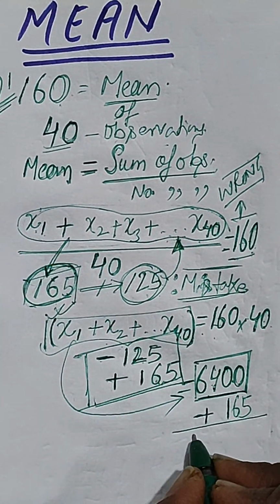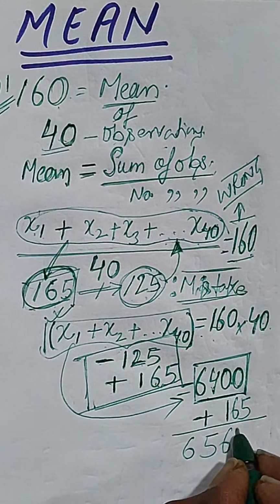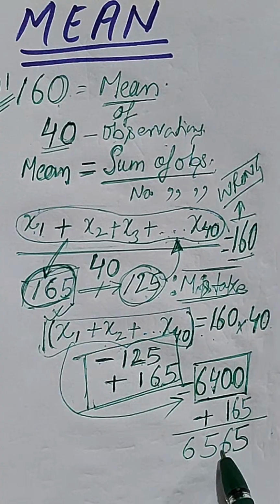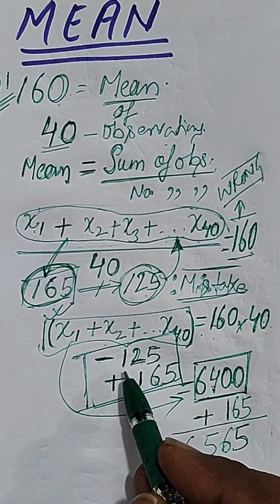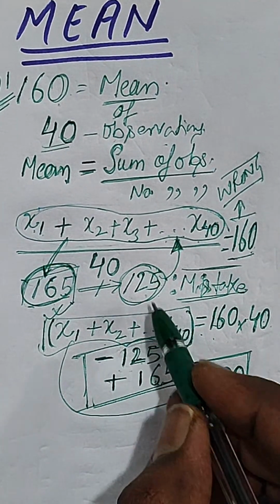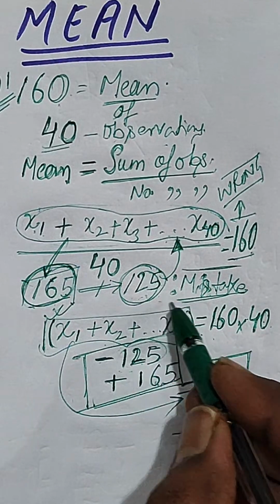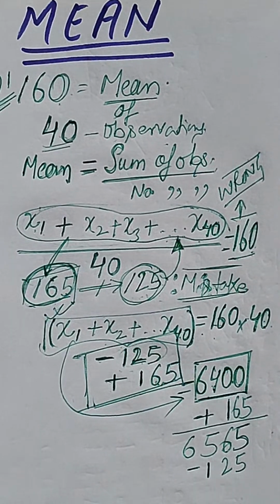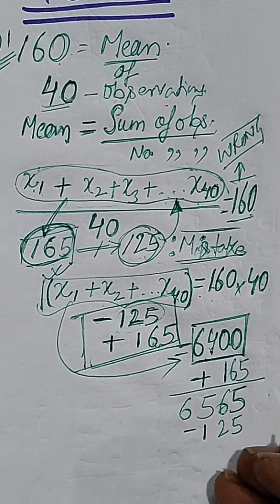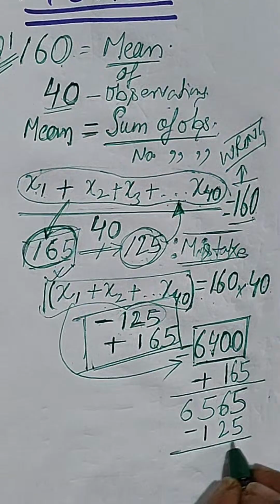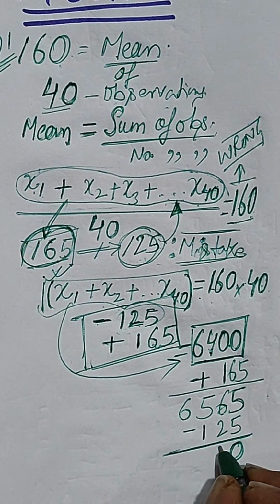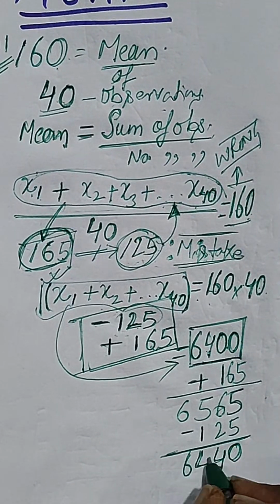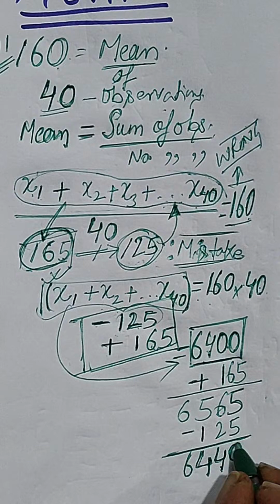You will get 6565, right? And from this, subtract, or remove, the 125, which was the wrong data entered by mistake. So this is 125, which is subtracted. Now you will have 5 minus 5 is 0, 6 minus 2 is 4, 5 minus 1 is 4, and 6. So 6440.